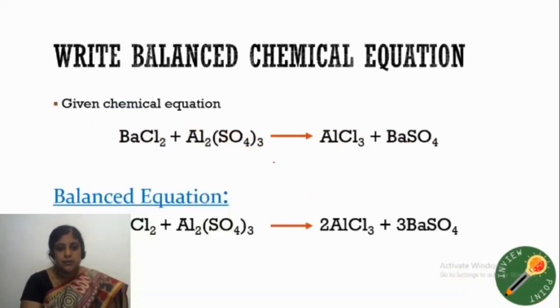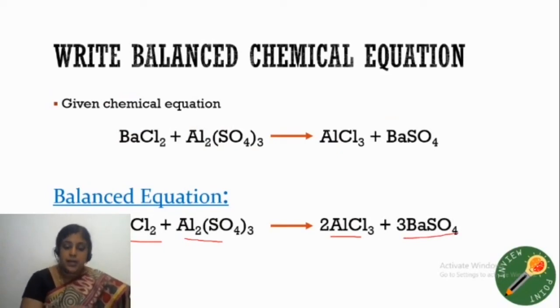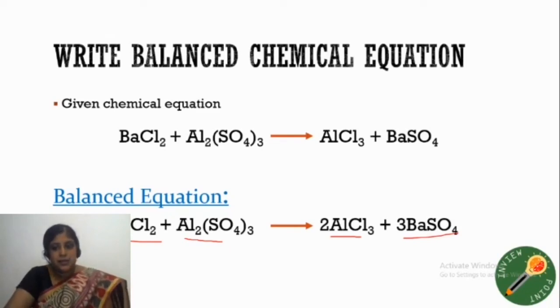So we'll get the balanced chemical equation as 3 BaCl2 plus Al2(SO4)3 gives 2 AlCl3 plus 3 BaSO4. Is it clear, students? By practicing more questions, you will be thorough with it and you will be able to do it fast. So that's all about writing a balanced chemical equation.